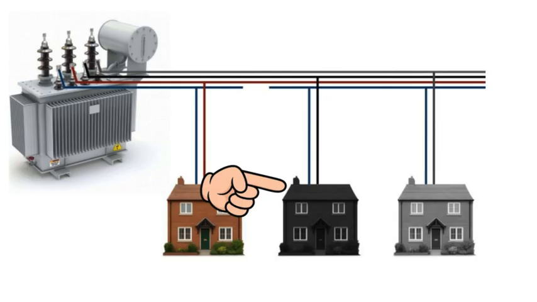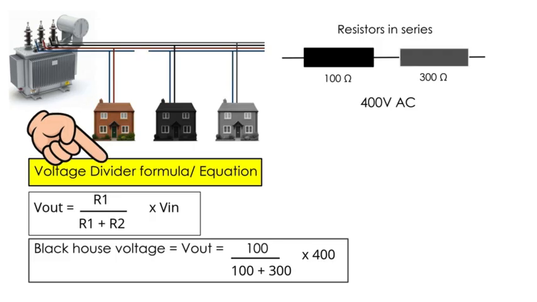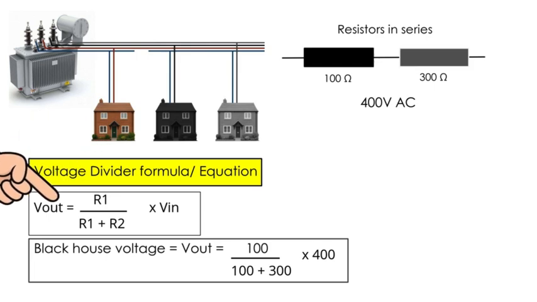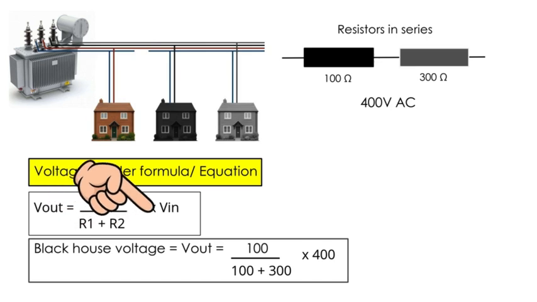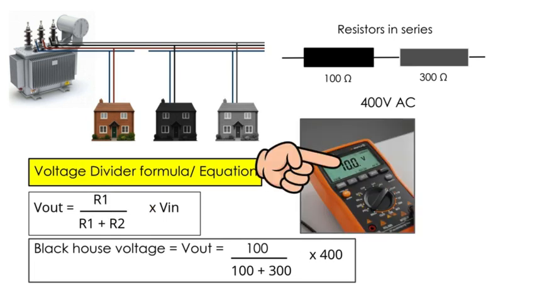Yes, we can. So we're going to calculate for the house on the black phase. But we'll need to use the voltage divider formula for each house. V out equals R1 divided by R1 plus R2 times the voltage in. The resistance of the house on the black phase, we'll say for this, is 100 ohms. After putting the figures into the equation, we'll see the voltage of the property will be 100 volts.